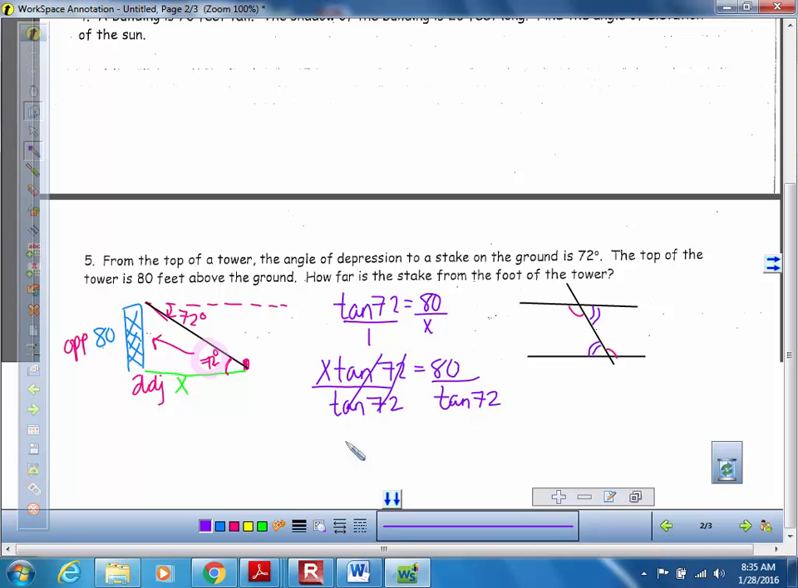Tan 72 would cancel out, and we would get x equals 80 divided by tangent 72. Make sure you put this division sign in. I saw a lot of people the other day doing 80 times tangent 72. If you do that, you're not going to get the right answer. So this should be x equals, when you plug that into your calculator, you should get 25.9.